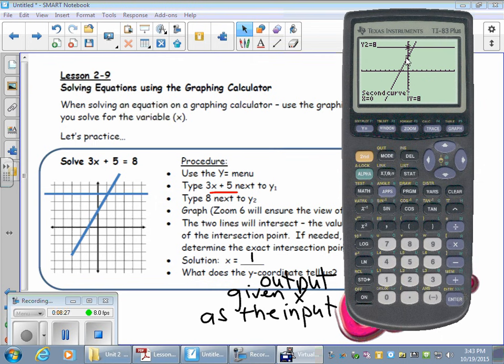Then you'll notice the turtle moves up to the second line, and it'll be sitting where the second line hits the y-axis, and it's asking you to confirm. Am I sitting on the second line or second curve? Yes, so I'm going to confirm by hitting enter. And then it says, would you like me to guess where they intersect? Yeah, I do want you to guess where they intersect, so I'm going to enter. And you'll notice now at the bottom of the screen, it says the intersection point is 1, 8, and we've already decided that the x value is the answer we are looking for. It's easy as that, right?